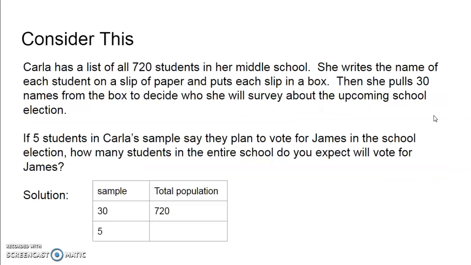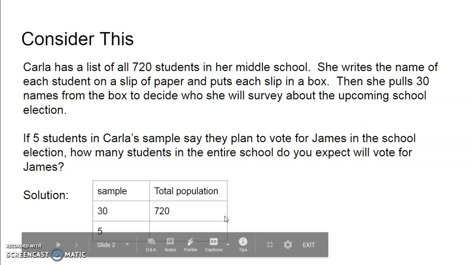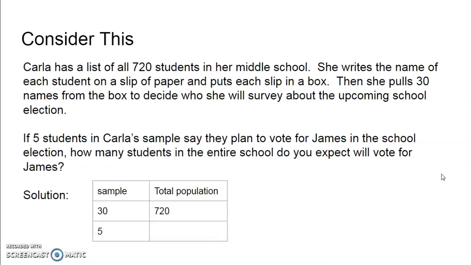Okay, so one thing I did is I thought, well, this might be a good time to set it up as a fraction or set it up in a box. So I decided to set up a little table. So the sample size is 30. The total population is 720. And then 5 out of my sample said they'd vote for James. So then I'm trying to figure out, all right, in this box down here, would be then how many in the total population would vote for James. All right, my table's not set up that great, but I'm just doing it to figure out the answer.